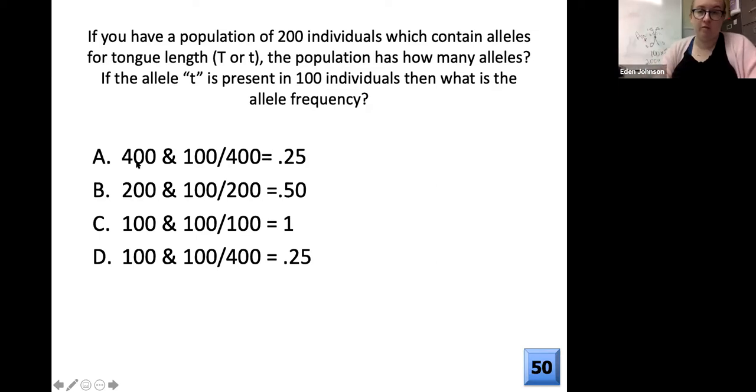So you already knew from the first question, but how you get this answer: if you have 100 little t alleles, you put 100 over the total number of alleles, divide those numbers, and then you get 0.25. So 25%, a quarter of the alleles in this population are the recessive allele. What does that mean about the percentage of the population that has the dominant allele? 75%, 0.75. That's the allele frequency for that population for the dominant allele. Okay, if you're confused about that, stop it, rewind it, go back.